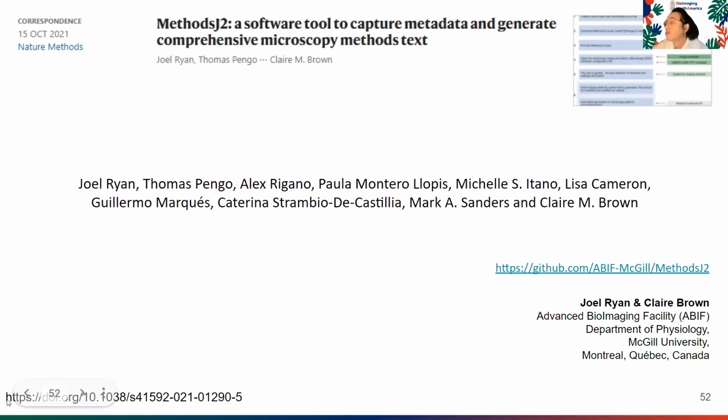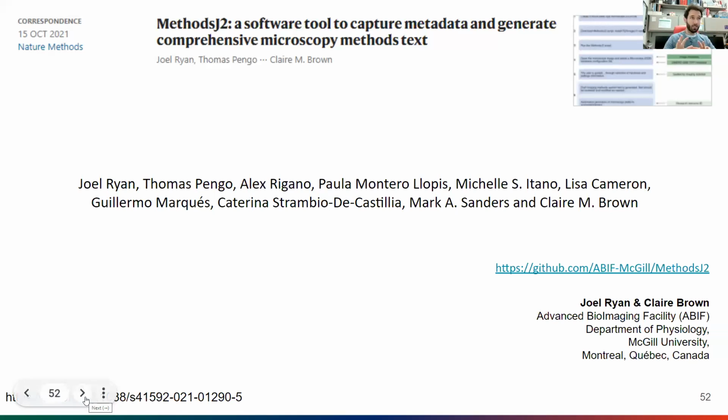Okay, next is going to be Joel, who is going to tell you about another interoperable tool that is called MethodsJ2 that works as a plugin of ImageJ. Great. Thanks, Caterina. Yeah, so I'll be talking about MethodsJ2, which we put together with this nice group of people here. So a lot of guidance to get this going.